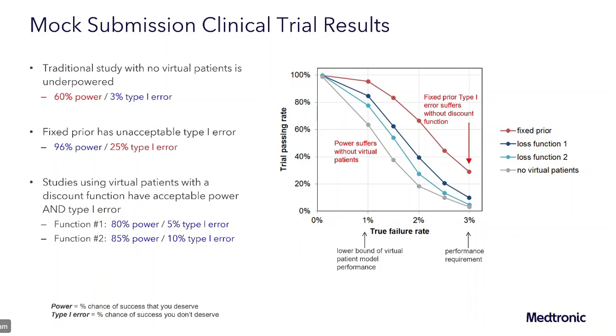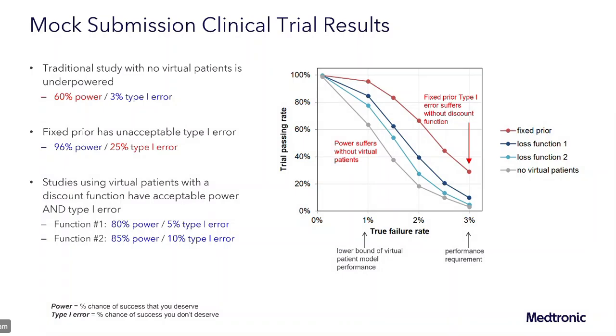oftentimes firms can be optimistic, and your device or your prior information is actually better performing than your actual clinical information, the type 1 error is unacceptable, meaning that you might actually have a device that has got safety issues, you don't meet your safety objective, but because your prior is too optimistic, it's actually pulling it up, and you might pass a device that should not pass.